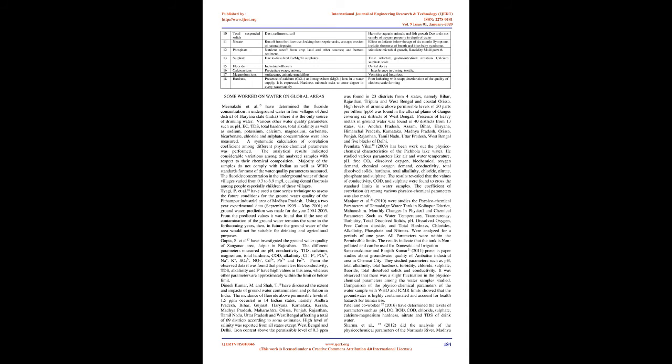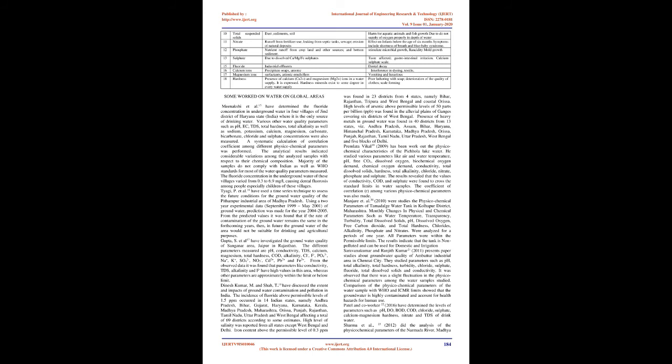Tiwari et al. have used a time series technique to assess the future conditions for the groundwater quality of the Pithampur industrial area of Madhya Pradesh. Using 2 years of experimental data of groundwater, September 1999 to May 2001, prediction was made for the year 2004 to 2005. From the predicted values it was found that if the rate of contamination of the groundwater remains the same in the forthcoming years, then in future the groundwater of the area would not be suitable for drinking and agricultural purposes.